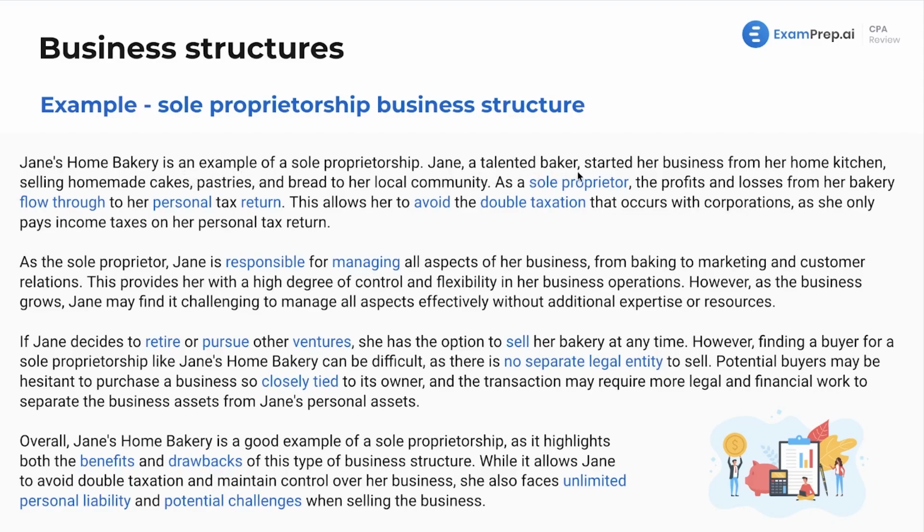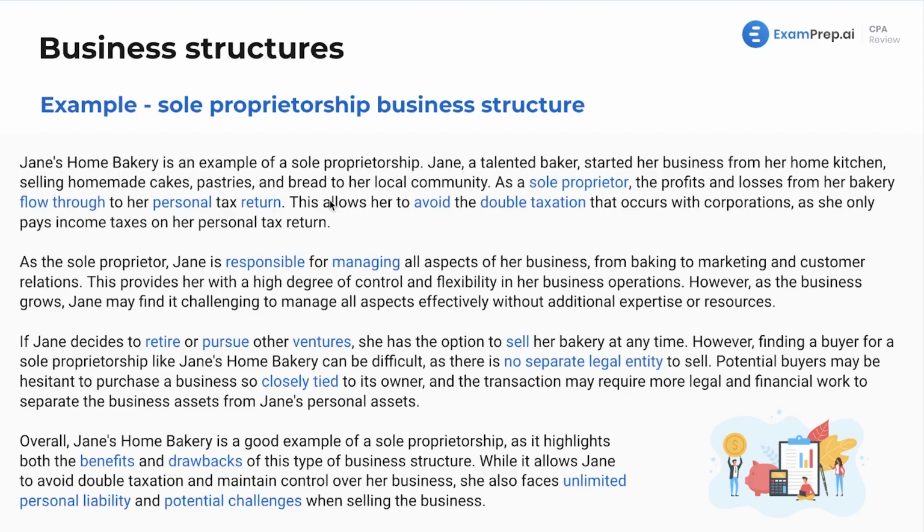Jane is a talented baker, started her own business from her home kitchen, selling homemade cakes, pastries, and bread to her local community. As a sole proprietor, the profits and losses from her bakery flow through to her personal tax return. This allows her to avoid the double taxation that occurs with corporations, as she only pays income taxes on her personal tax return.